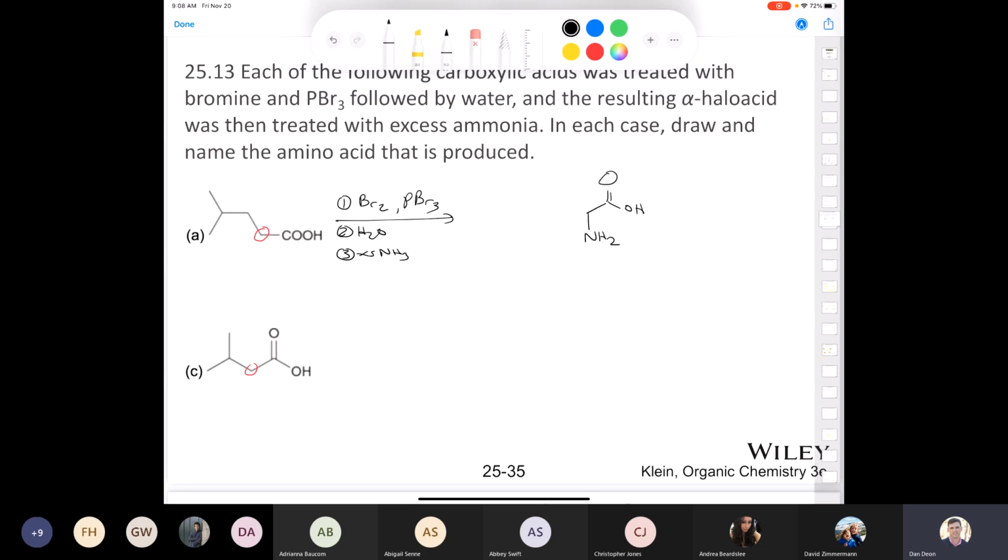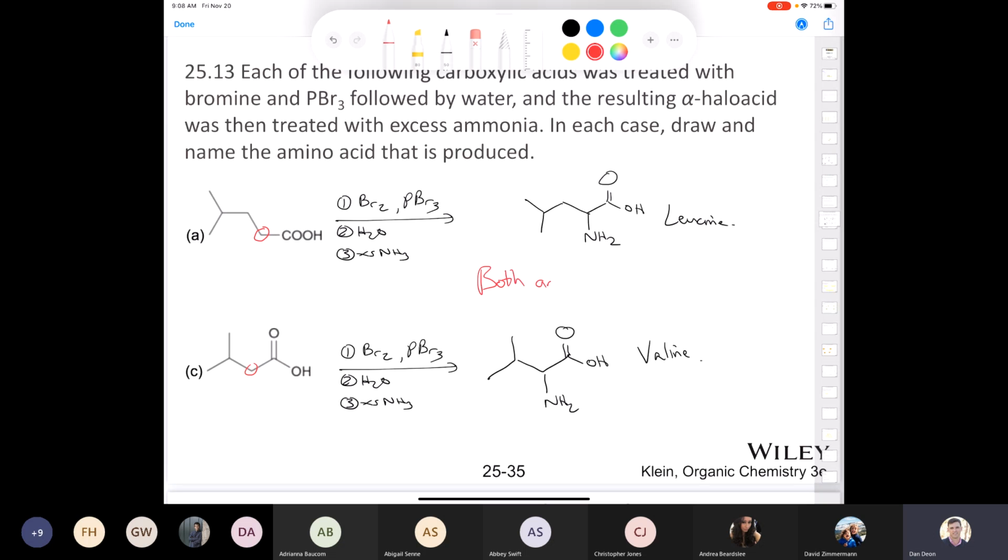We're going to have our amine here, and we have like that. This is a leucine, and if we do the same reaction conditions here, what amino acid are we going to get? We're going to end up with valine, aren't we? So when we have an isopropyl, that's a valine. And we must point out that both are racemic.